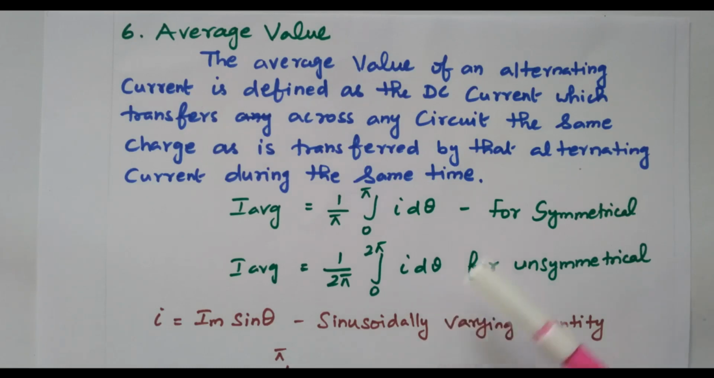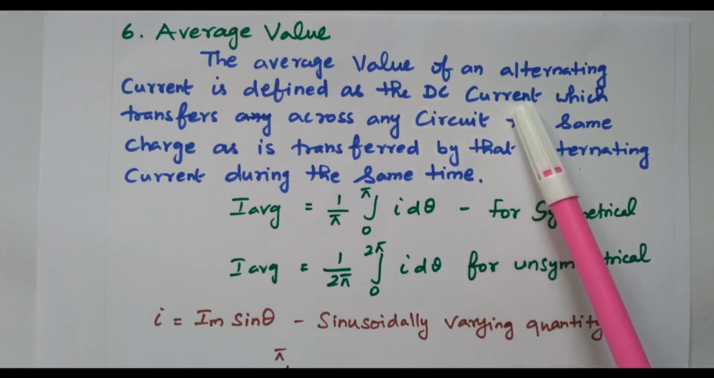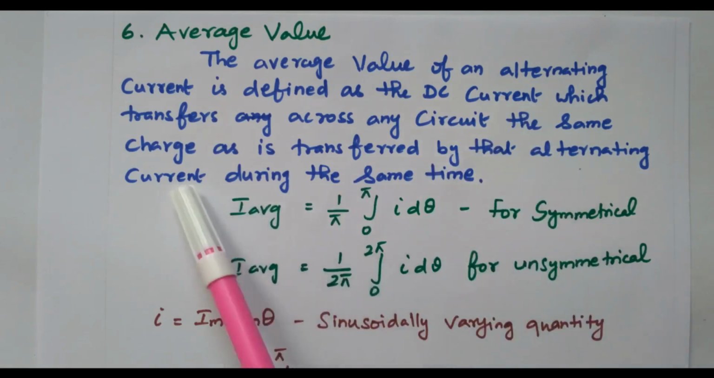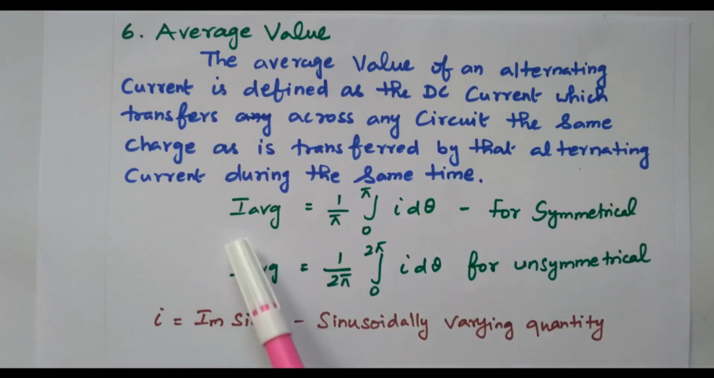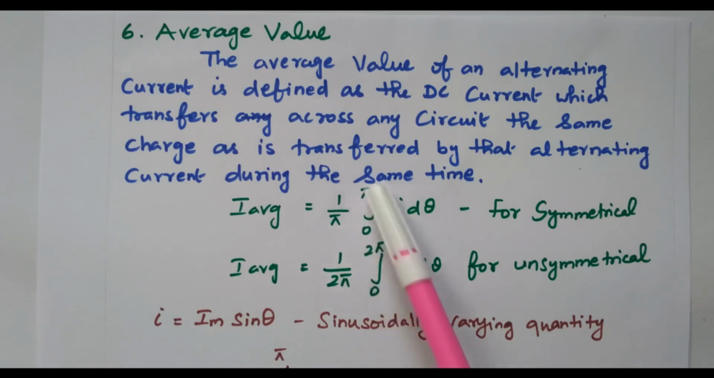Right? One circuit is available, in that DC current is passed. For the same time, the alternating current passed for the same charge is nothing but the average value. So what is the formula? I average. Now we are referring to current, voltage also we can take. 1 divided by pi, integral from 0 to pi of I d theta, for symmetrical. What is meant by symmetrical? Positive and negative. If you have a positive cycle and negative cycle, it is called symmetrical. Right? The positive cycle, the same thing will be available as a negative also.